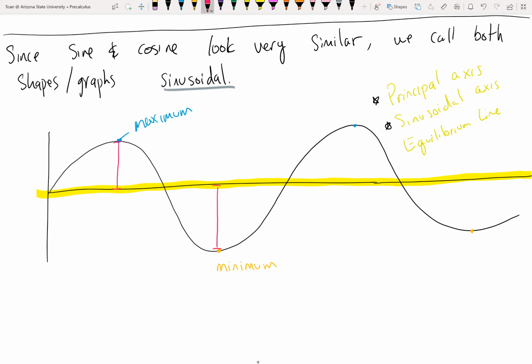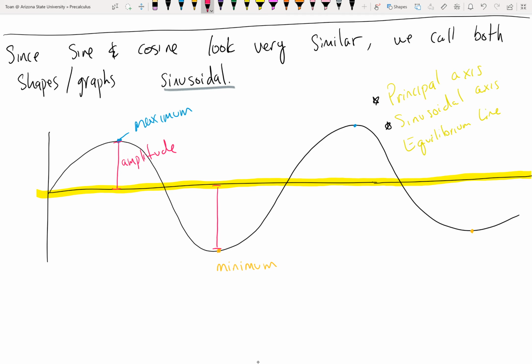Even if my picture doesn't make it look like it, they should be the same. We call that the amplitude of the function, right? So the amplitude is sort of like the biggest distance away the graph can go from the equilibrium line.